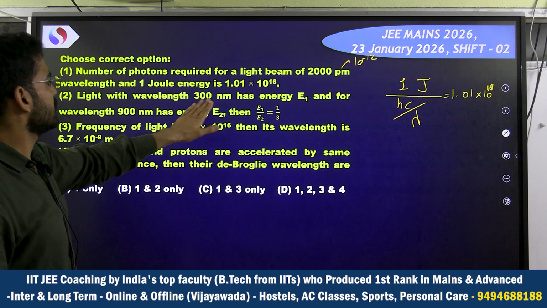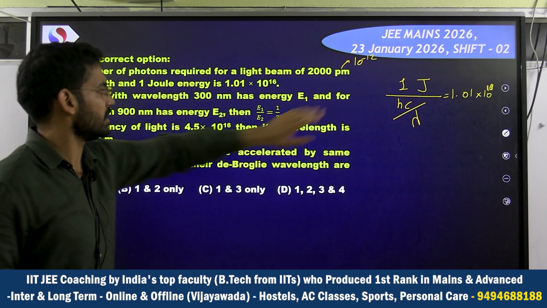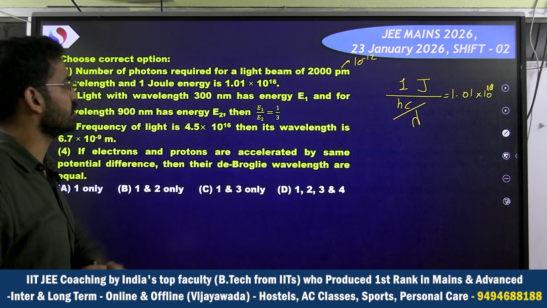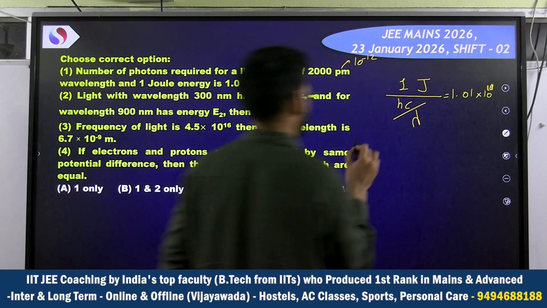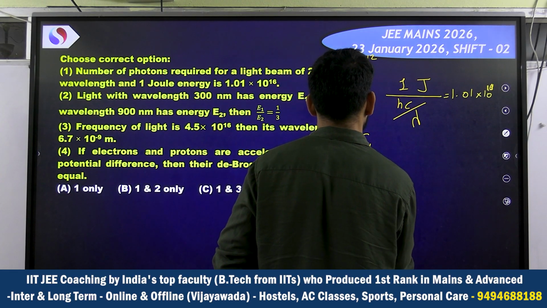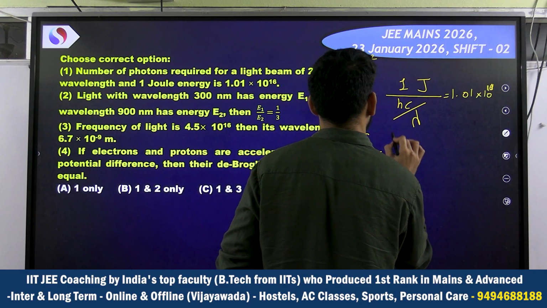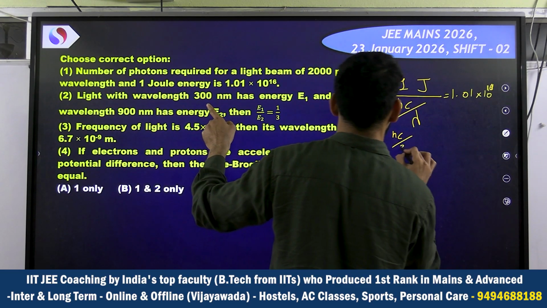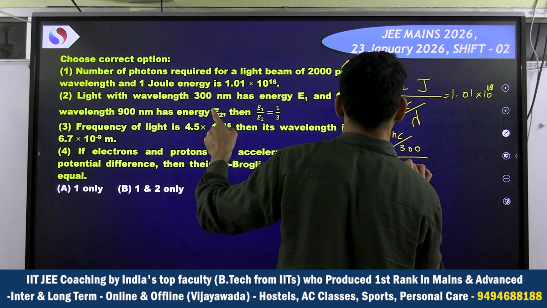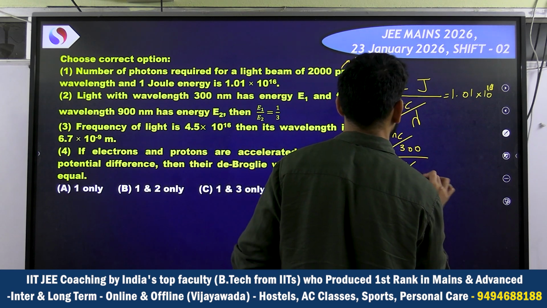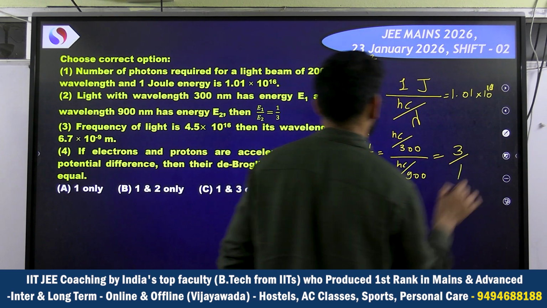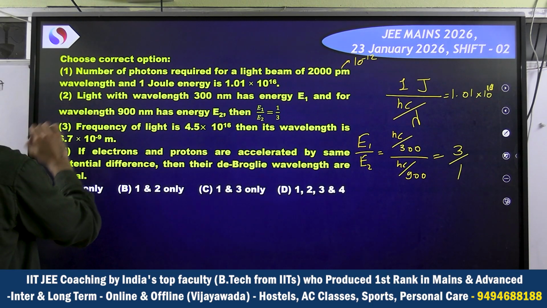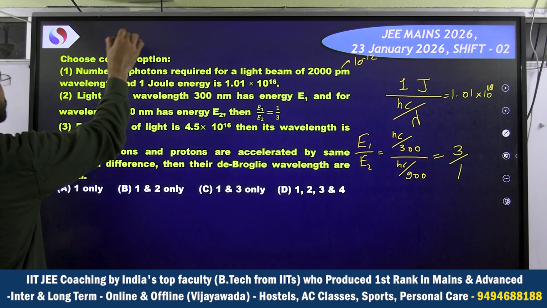Light with wavelength 300 nanometer has energy E1, and with wavelength 900 nanometer has energy E2. So E1 by E2 will be 1 by 3. Let's check this one also. E1 by E2. E1 is hc by lambda, with lambda 300 nanometer, and the nanometer conversion factor will be the same, hc by 900. So if you see here, this is 3 by 1, not 1 by 3, right? So this is wrong. So second statement wrong, first statement correct. So 1 is correct.